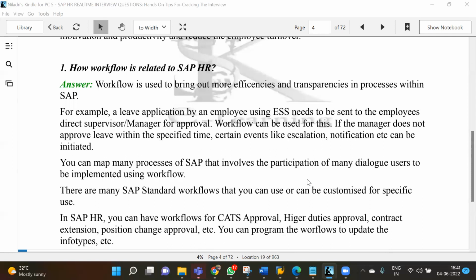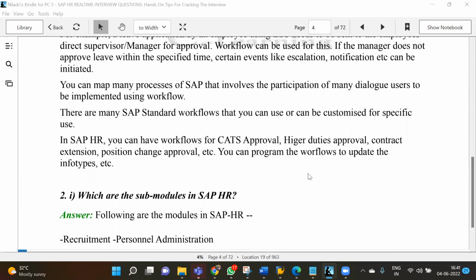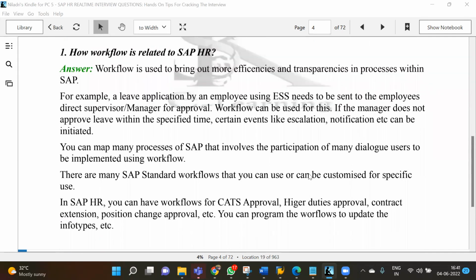So that is another question generally asked in the interviews. How is workflow related to SAP HR? You can share your experience, so then you can answer accordingly.